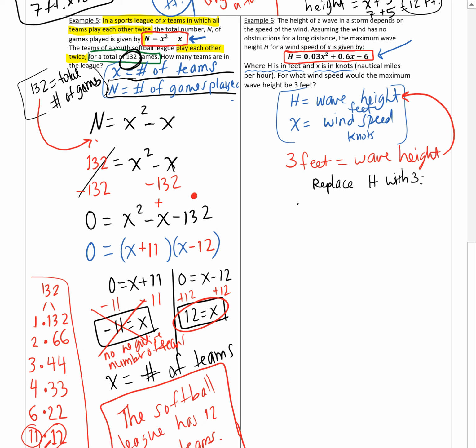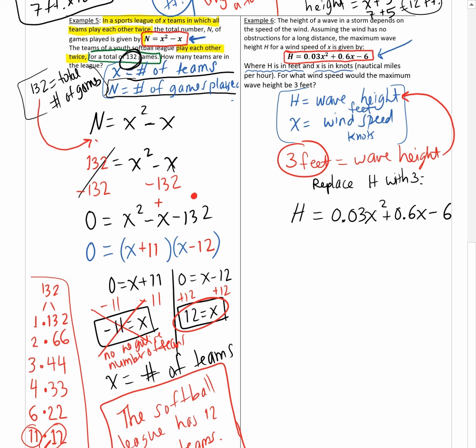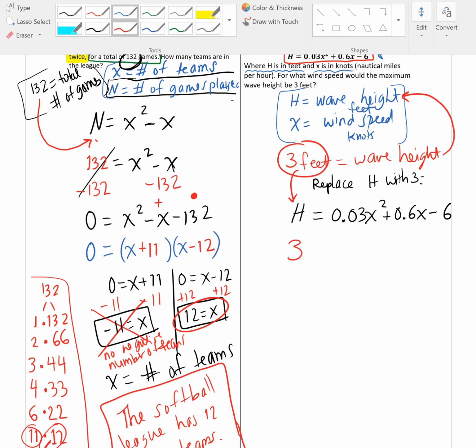And the equation they gave me was h equals 0.03x squared plus 0.6x minus 6. Alright, you've got to do what you've got to do. I'll replace h, okay, they said 3 feet was the wave height. Put that in for h, because that's what h represents, the wave height. I'll put a 3 there and then try to think about how I'm going to solve this equation.